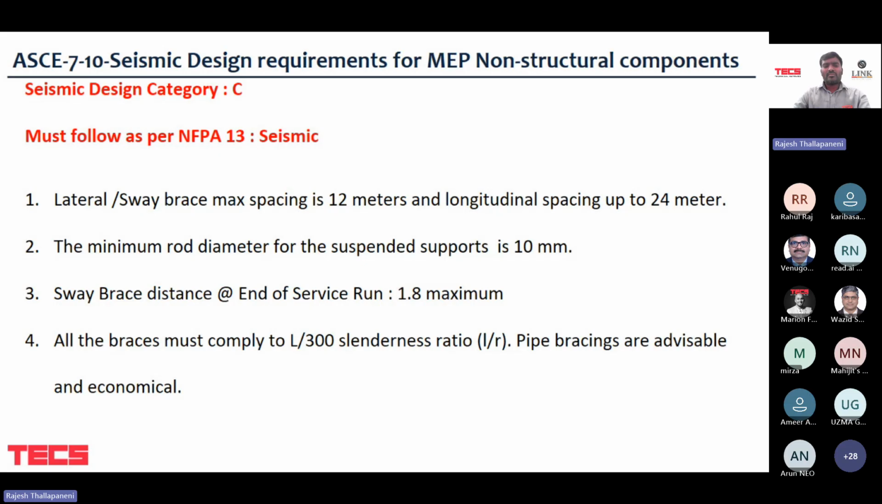So all braces must comply with the L/R 300 slenderness ratio, which is called the L/R limit. This limit is the most critical part for firefighting. Most threaded rod braces have a maximum span. When you have a diagonal brace for the pipe, the maximum threaded rod length, taking M12 as an example, is 650 to 700 millimeters. Beyond that, we are not complying with the code. Ideally for firefighting pipes, pipe bracing is very important because pipe has higher slenderness limits where you can span up to 2 meters. Based on the length of the brace, we can select the diameter of the pipe.